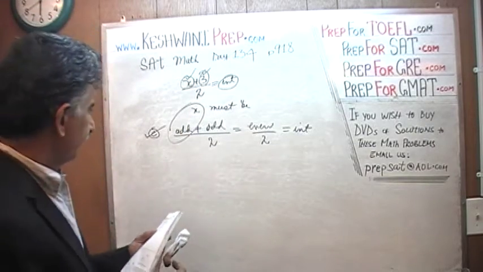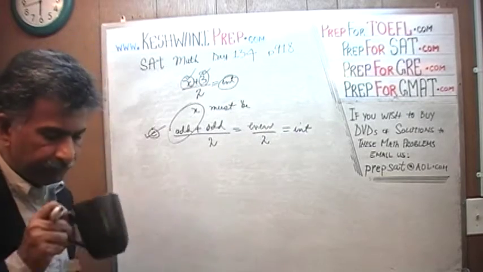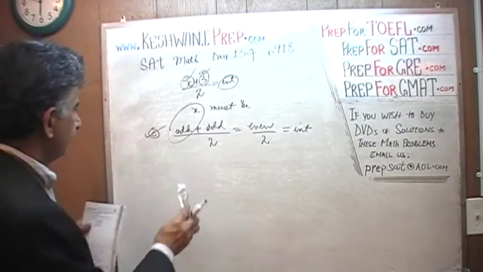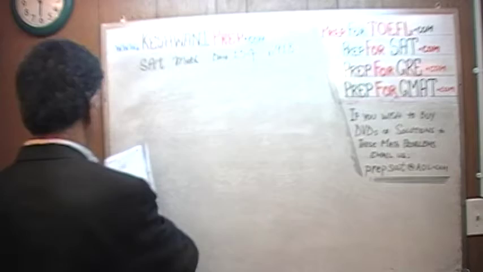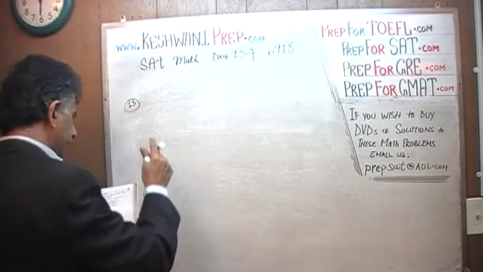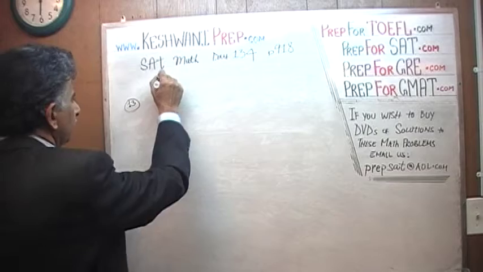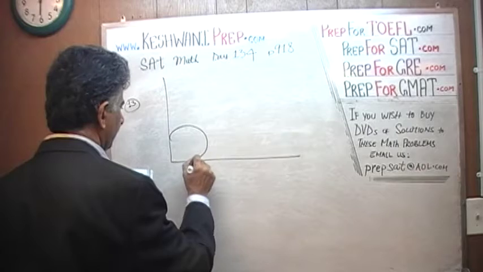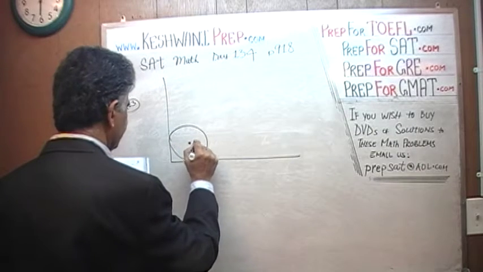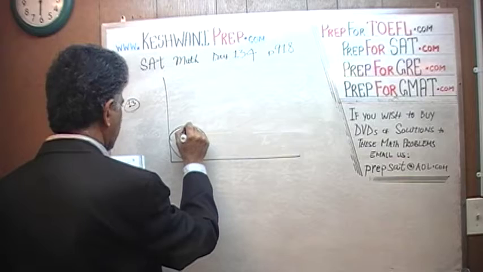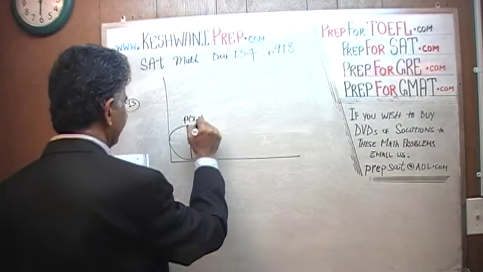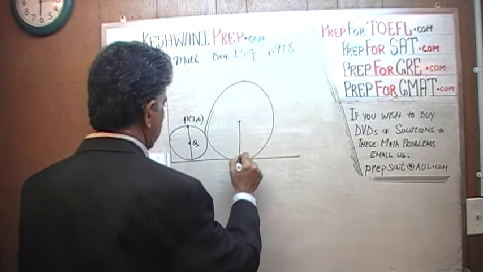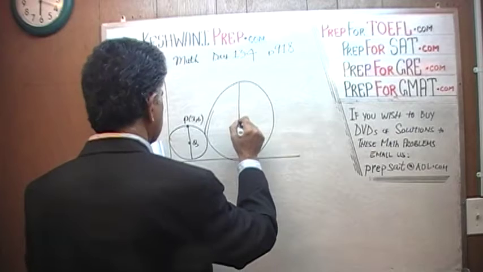The answer is E. Number 13. In number 13, they give us this elaborate picture here. Let's see what we can do here. So here we have a small circle, with point P, which is (3, 6), and here we have a large circle, which is S.